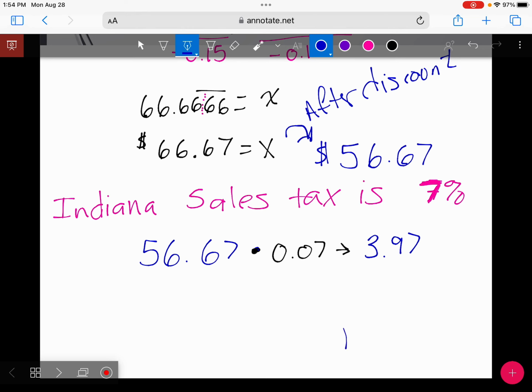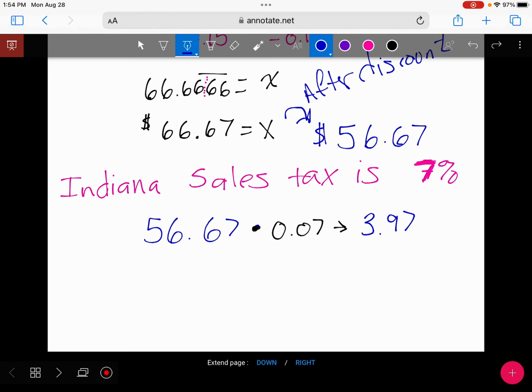All right, so total, how much are we paying? What's our total bill? How much is going to come off our bank account? $60.64. Is that what we said? I haven't calculated it, I was just asking you all questions. So our total is $60.64. So even with sales tax, that discount, we spend way less.